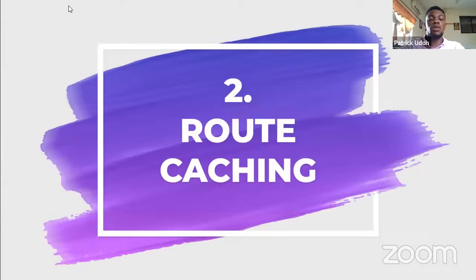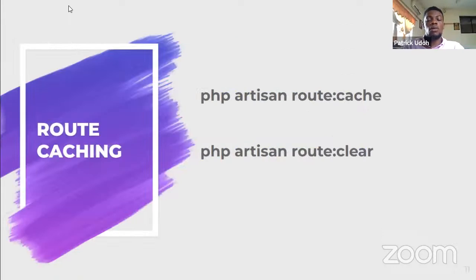The second one is route caching. It's similar to config caching, but this time we are caching the routes. In Laravel we have a routes folder where you store your routes. You can cache these routes using the command php artisan route:cache, and once you cache it, just like the config, all your routes are stored in the cache, such that when you need them again, it does not go to the routes folder to look for them, but fetches them from the cache.